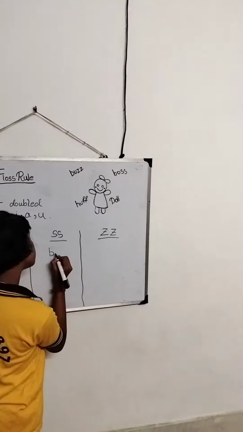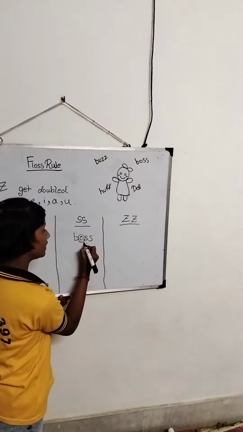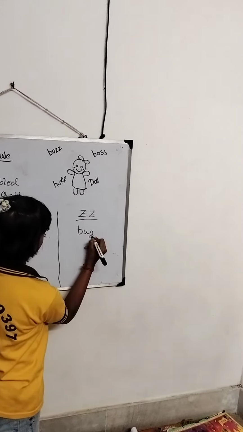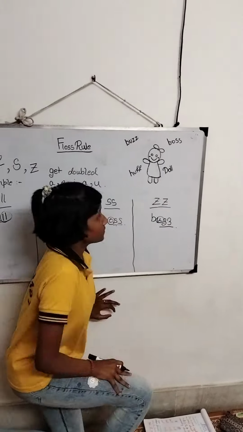Next, S. Kiss. As I is a short vowel, we are doubling the S. Very good. And buzz. As U is a short vowel, we are doubling Z. Very good. Excellent.